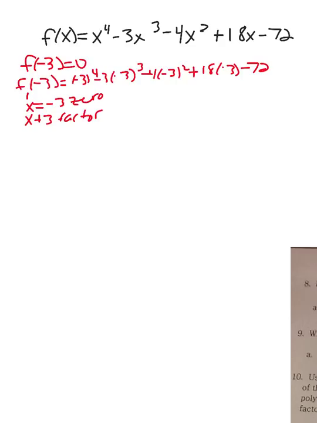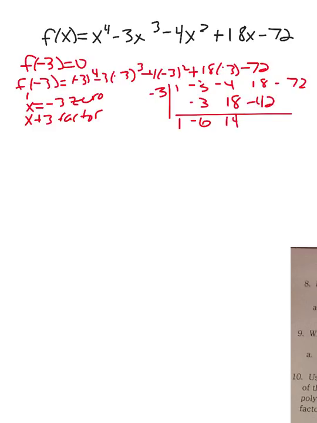All right, so now we're going to use synthetic division. I put negative 3 on the outside, and put all my coefficients: 1, negative 3, negative 4, 18, negative 72. So I have 1 times negative 3 is negative 3. Negative 3 plus negative 3 is negative 6. Times negative 3 is 18. Negative 4 plus 18 is 14. Times negative 3 is negative 42. Plus 18 is negative 24. Times negative 3 is positive 72, and I get 0.